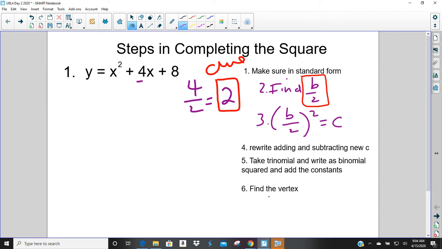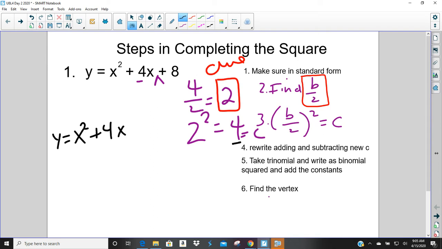Okay, so let's keep going. Step 3 is we're going to take our b term divided by 2, and we're going to square it. So that's 4. Happens to be the same number. It's not always the case. That's going to be my new c term. What I mean by c term is I'm going to squeeze this in between my b term and my old c term. So I'm going to rewrite it like this. y equals x squared plus 4x. Now, I'm going to add in this new c term, plus 4.